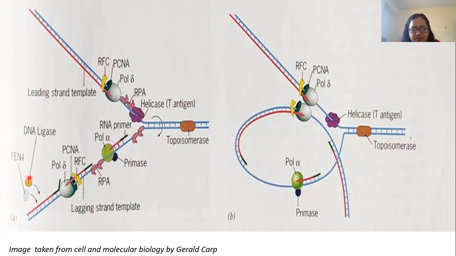Now here we can see DNA ligase and FEN1. What is their function? We know already. FEN1 acts as an endonuclease; it removes the primers which are no longer required after the synthesis of DNA on the lagging strand. They are removed with the help of FEN1 endonuclease, and the gaps are sealed with the help of the enzyme called DNA ligase. So this is all about the elongation process in eukaryotes.